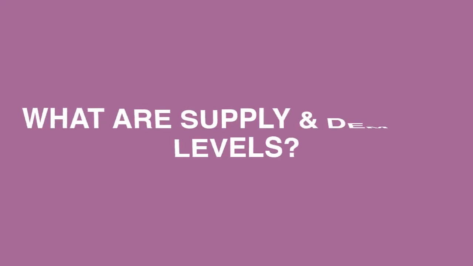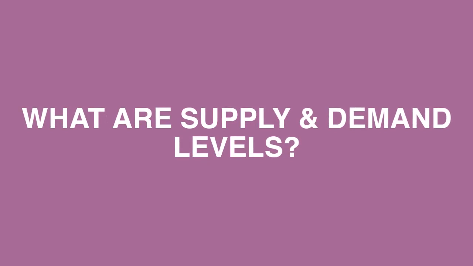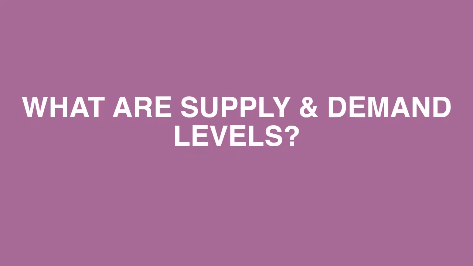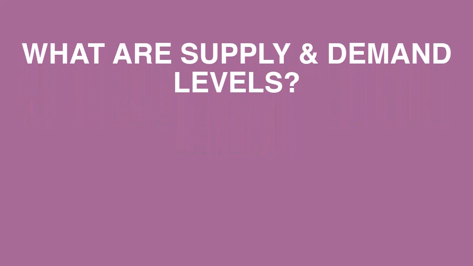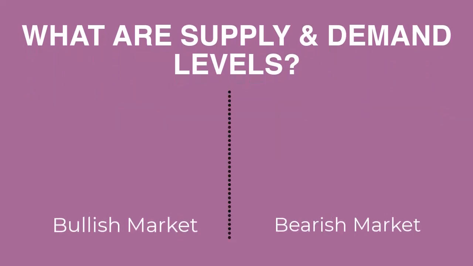The very first thing I'll be talking about is what are supply and demand levels. The term supply and demand levels describe regions on the chart where a currency pair price movement is likely to change course due to an imbalance between buyers and sellers in the market. When there is a significant increase in buying and selling pressure, these levels appear on the chart.